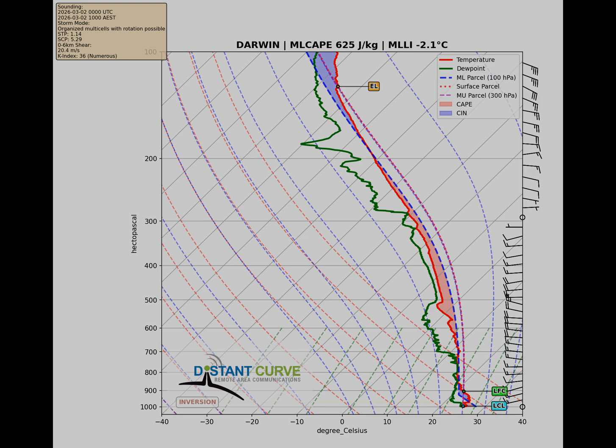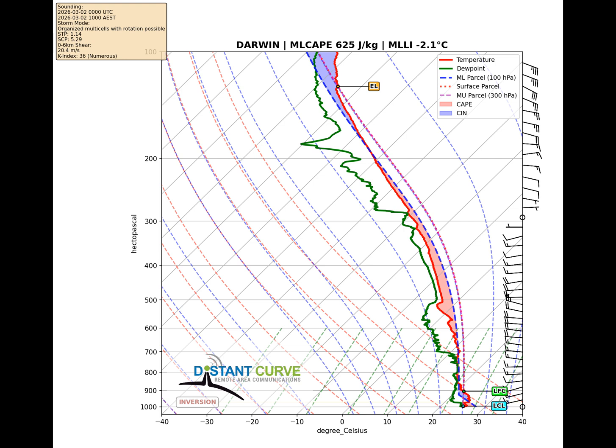Let's start by looking at this morning's atmospheric sounding from Darwin at 9 a.m. local time. We are seeing a typical tropical setup for early March, with warm, moist air near the surface and a complex wind profile aloft. The temperature profile shows a steady increase with height, indicating some stability in the lower atmosphere. The dewpoint trace reveals abundant moisture throughout the column, which is what we'd expect in the tropics during late summer.